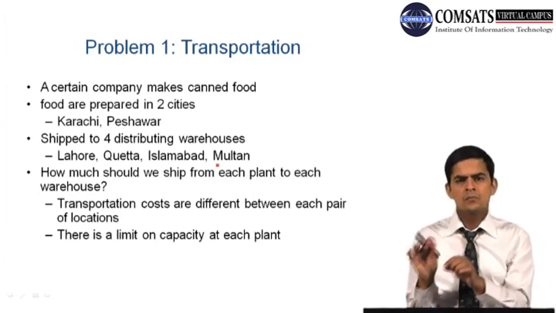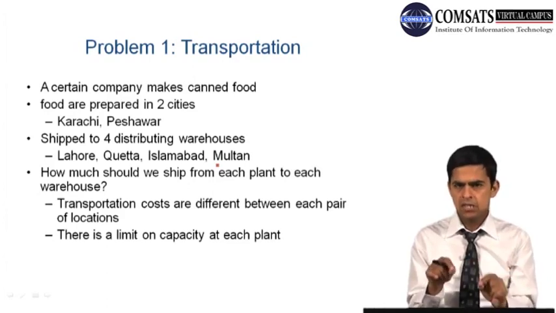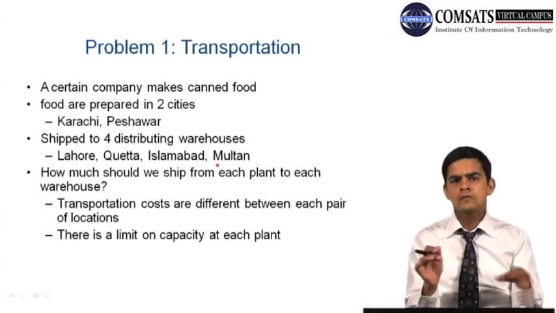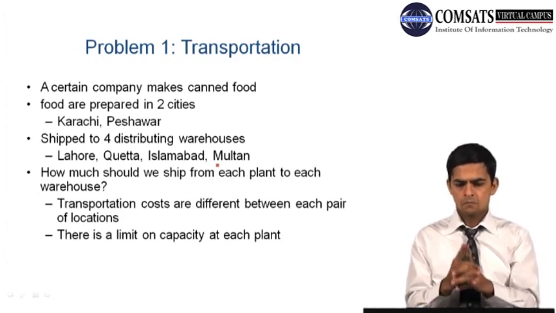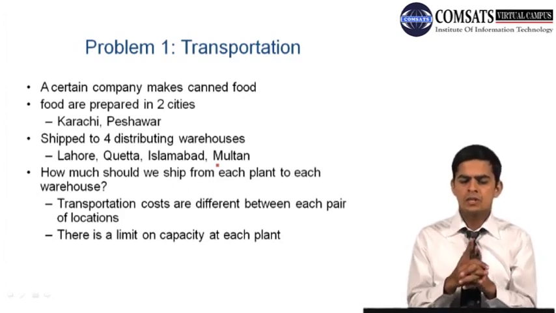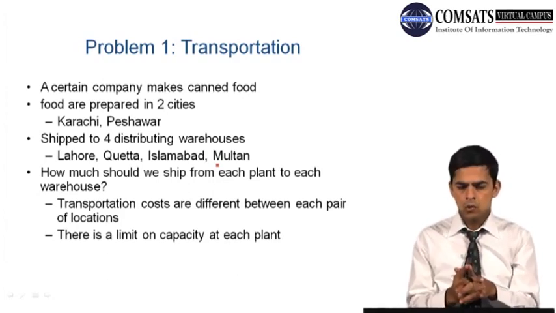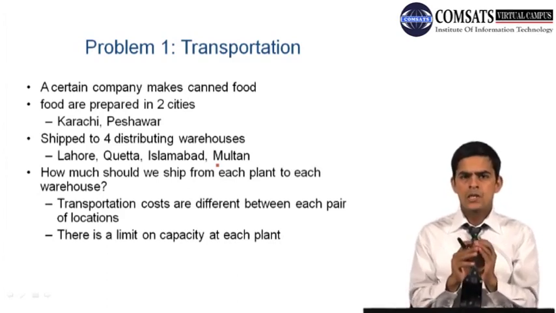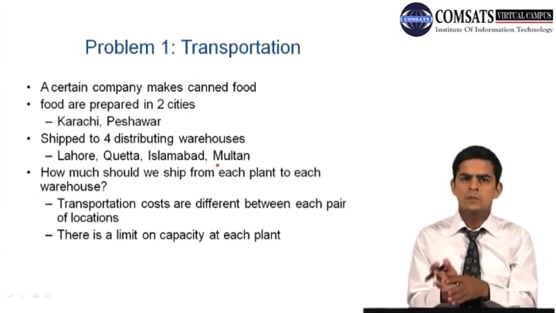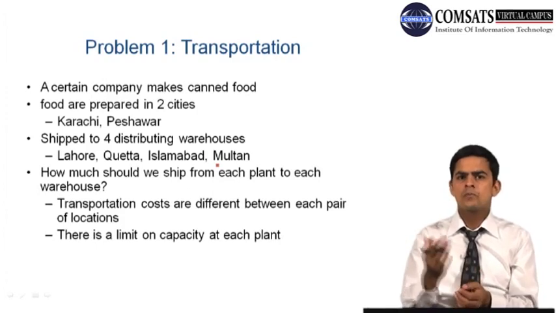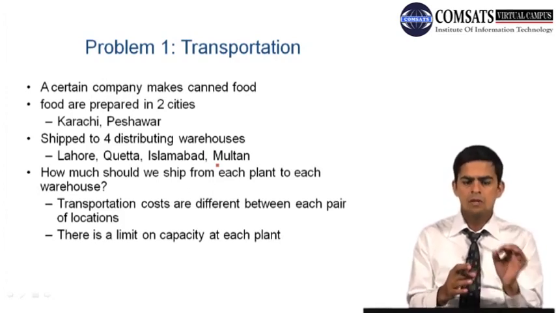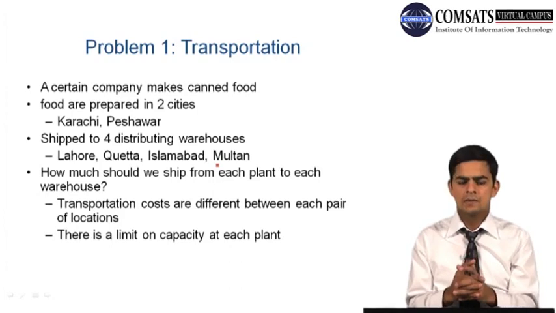So Karachi and Peshawar are the only food processing plants, but the company has to distribute all its food to all of the country, right? So it has 4 distributing warehouses. The first one is in Lahore, then Quetta, Islamabad and Multan. Food is usually not transferred straight from the processing plant to, let's say, your supermarkets or your shops. It usually goes to distribution warehouses, right? So this company that we are considering has 4 of these warehouses in these cities, for example, right?